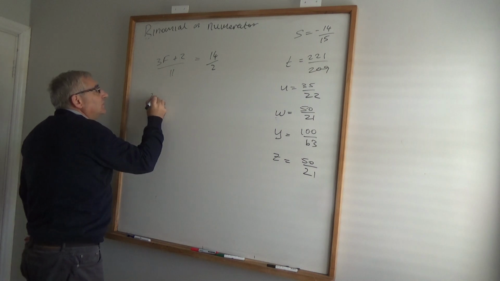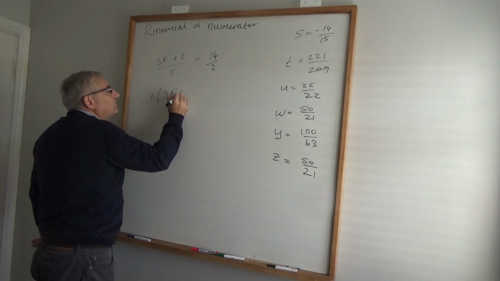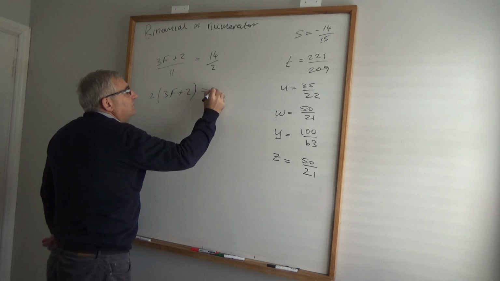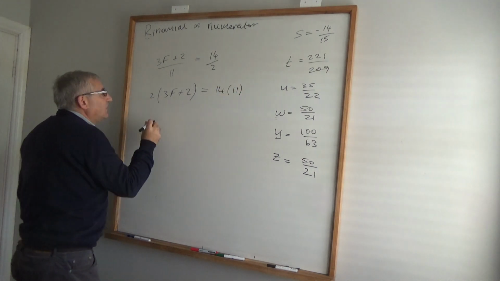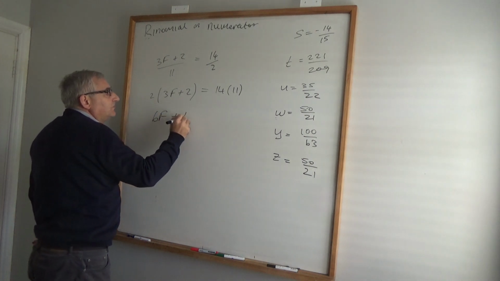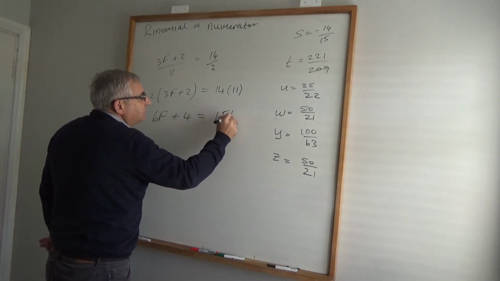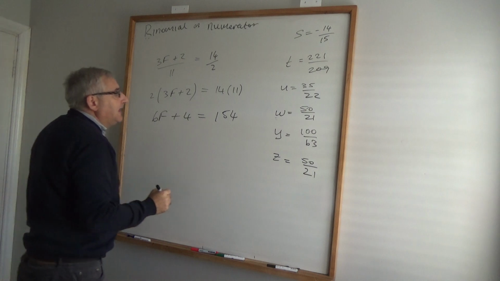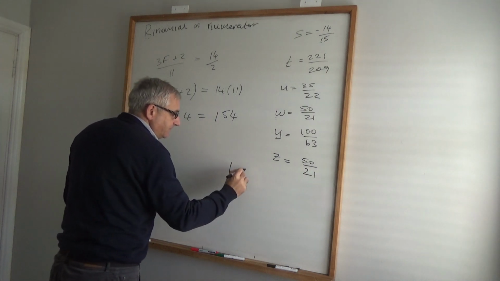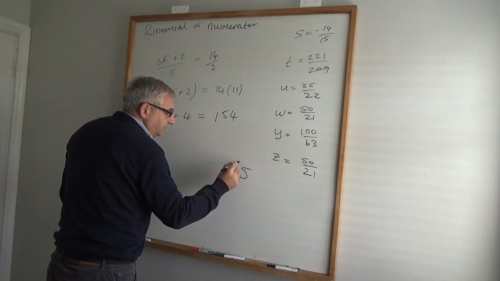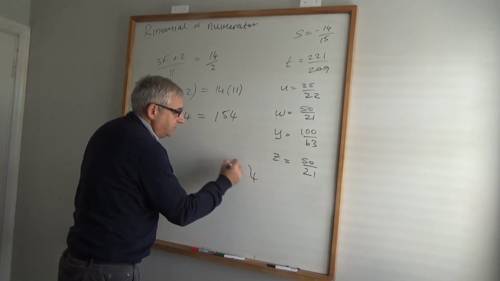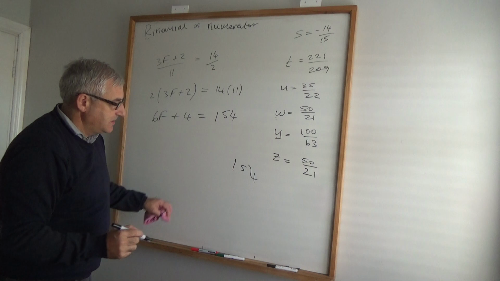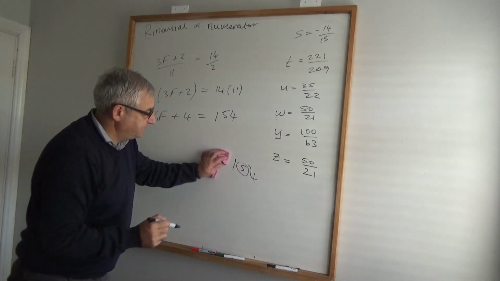So you're then going to get 2 times (3f + 2) equals 14 times 11. We get 6f + 4 = 154. The trick for multiplying by 11 is add those 2 and put it in the middle. In this case, 1 and 4. Add those 2 and put it in the middle, and you're finished, as long as this doesn't go bigger than 9.